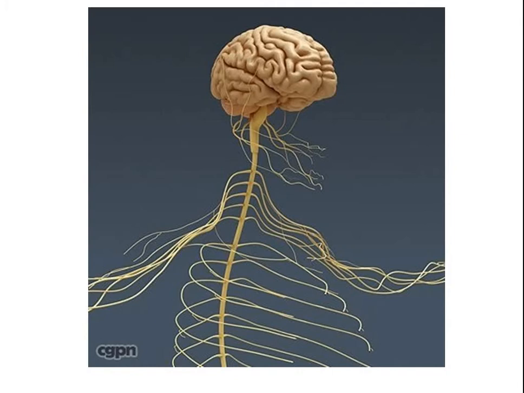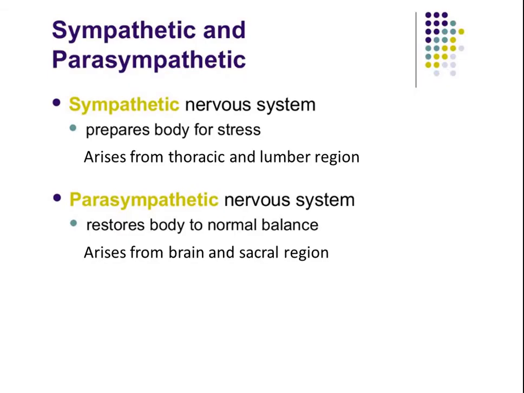Let's see together sympathetic and parasympathetic. Sympathetic prepares your body for stress, while the parasympathetic restores the normal balance. They are not working against each other all the time. No, they work together to keep the body in a balanced state.